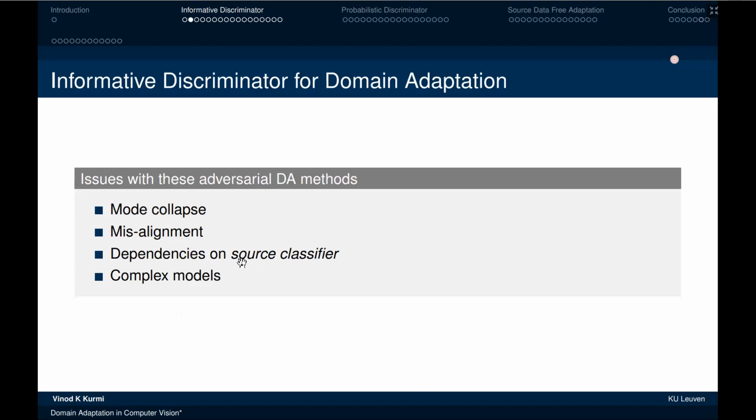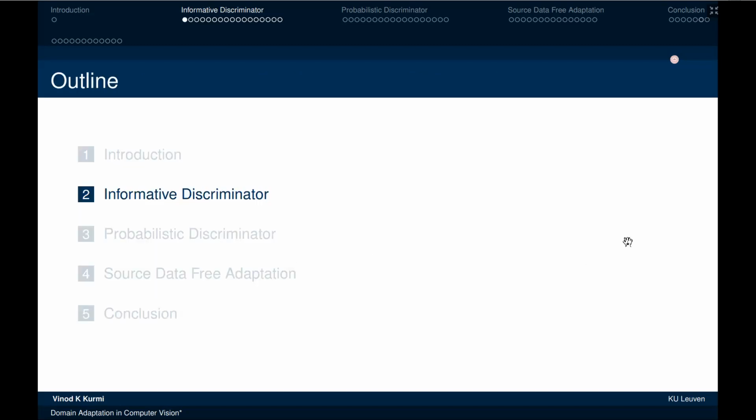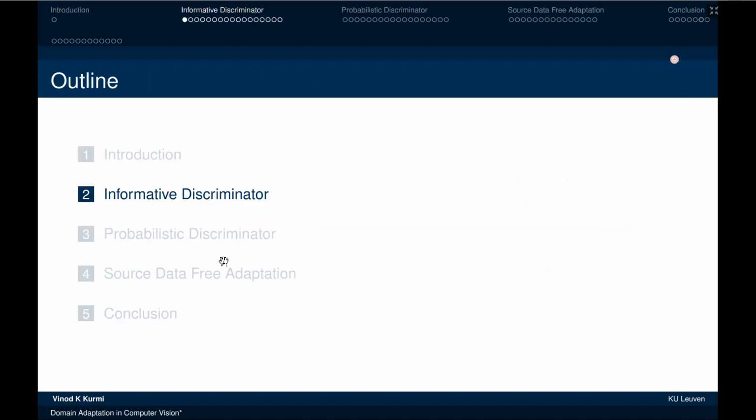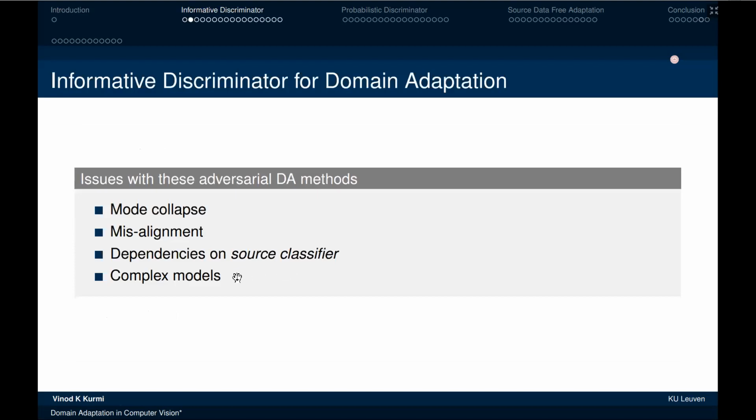And also some of the methods depend upon the source classifier. Here in this MADA, they use the source classifier prediction to choose which discriminator we have to use for one particular class. So there's a dependency on the source classifier, and the models are complex, as I told, when the classes increase.